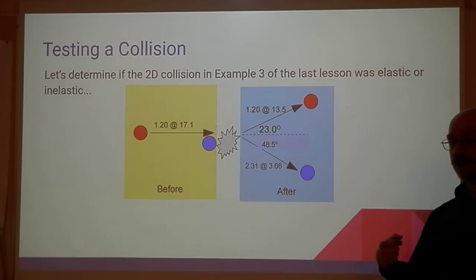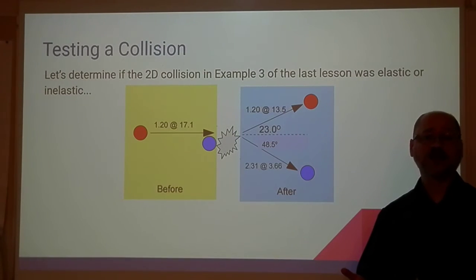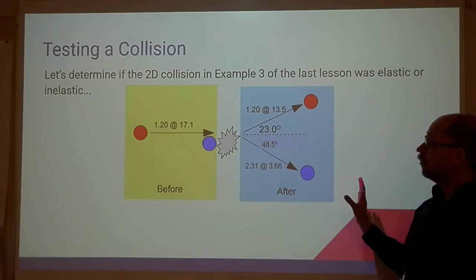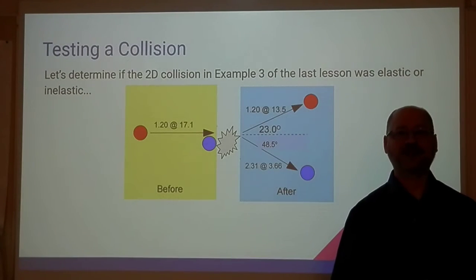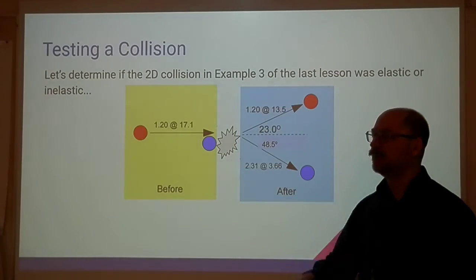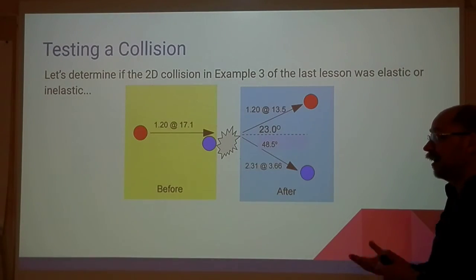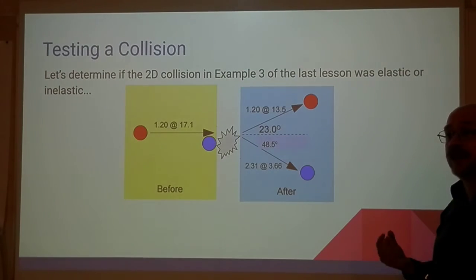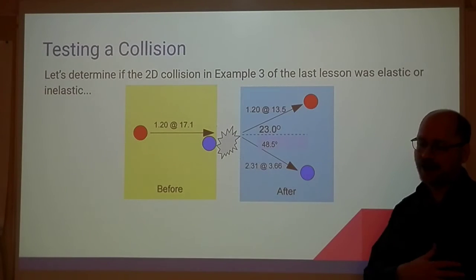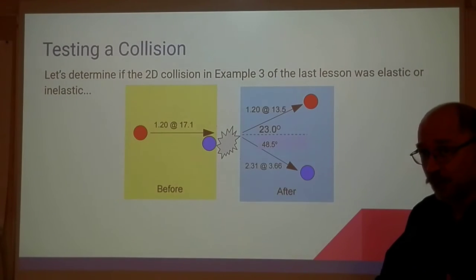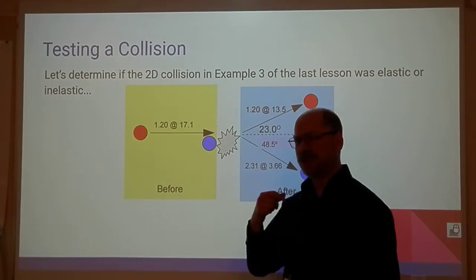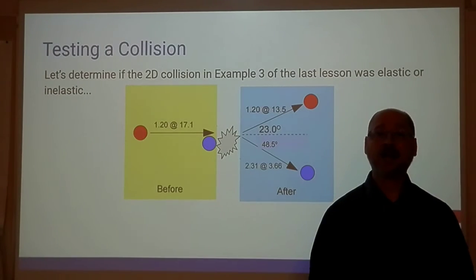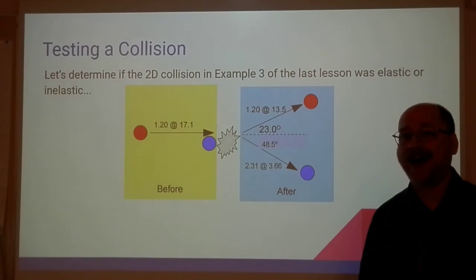So I'm going to use the example from the last section of notes, the 2D collision of the red and the blue ball. Notice I'm including the numbers for the blue ball after the fact, because we've already done that 2D collision with conservation of momentum. We found these numbers. Now I'm asking, let's determine if this collision is elastic or inelastic. Explanation-wise, it must be inelastic because these are macroscopic objects. 1.20 kilograms hitting 2.31 kilograms, those are big objects, not molecules or atoms bumping into each other. So this collision is going to be inelastic.